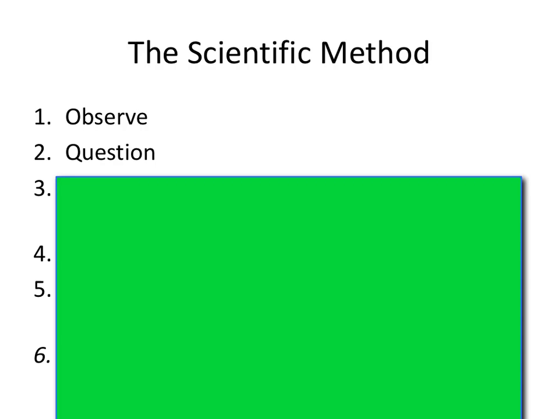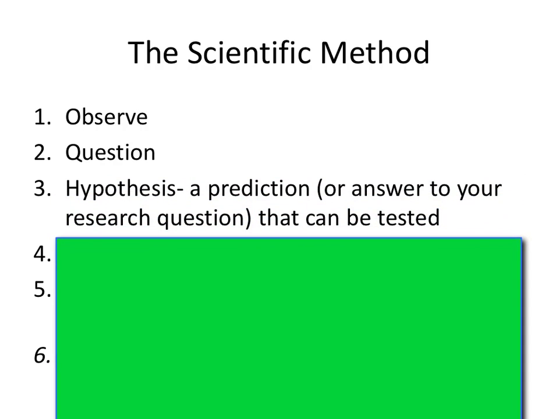Then you would make a hypothesis. Right, a hypothesis is your prediction. It's a prediction that can be tested, or you could think of it as your answer to your research question. This is often done in an if-then statement. So if X happens, then we will see Y outcome. We'll talk about this a little bit more later.